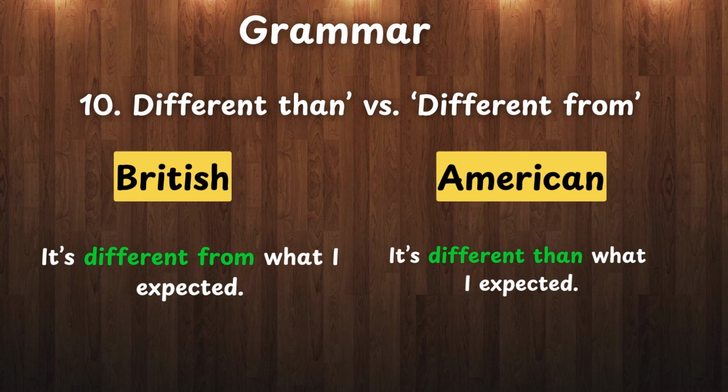Next, the difference between from versus than. In British English, it is different from what I expected, but in American, it's different than what I expected. British English uses from after different, while American English often uses than. And these were the 10 differences between American and British English in grammar. These are the 10 main differences, and these were the most interesting, I think so.